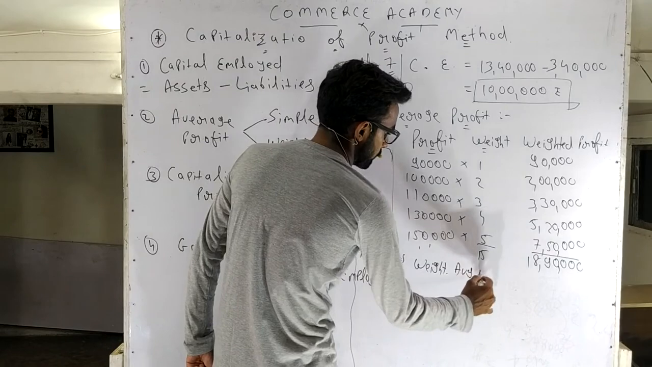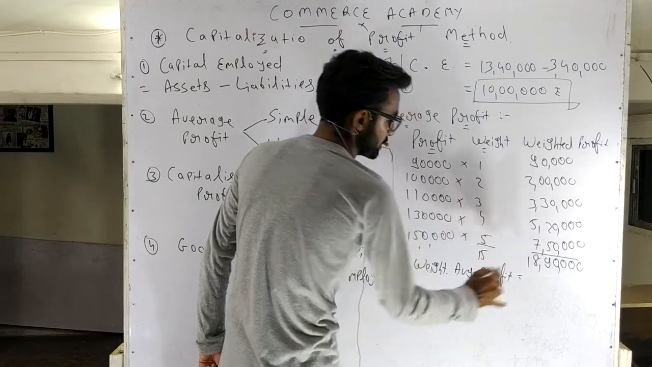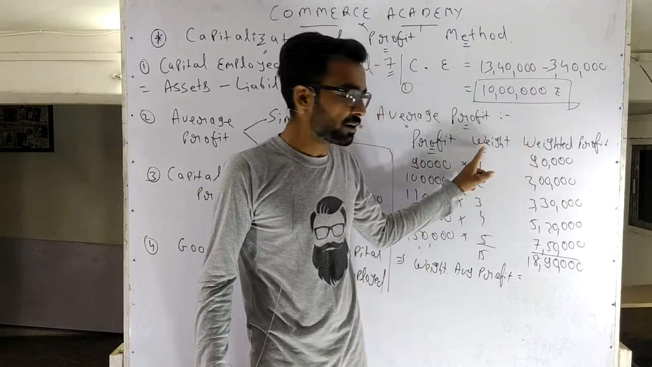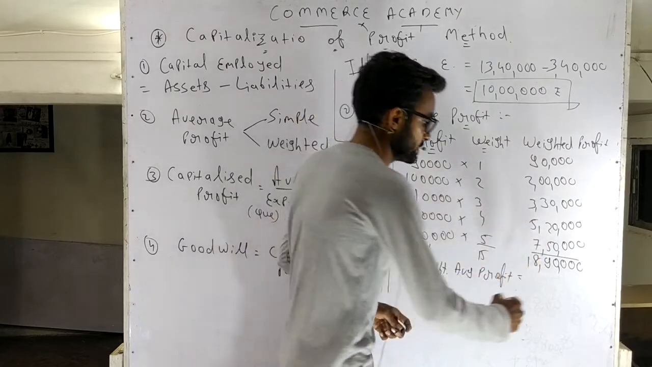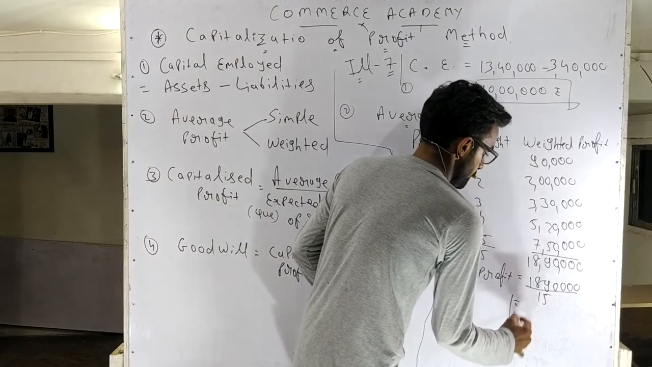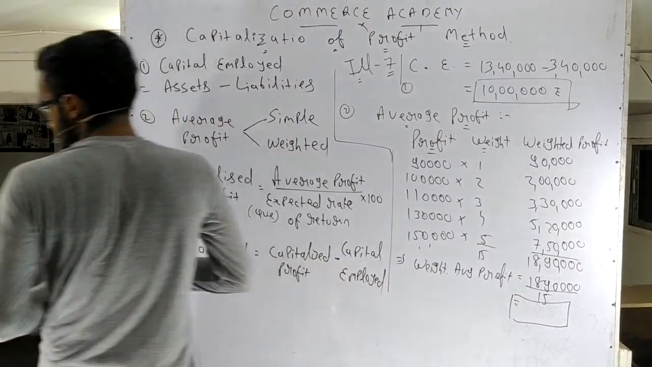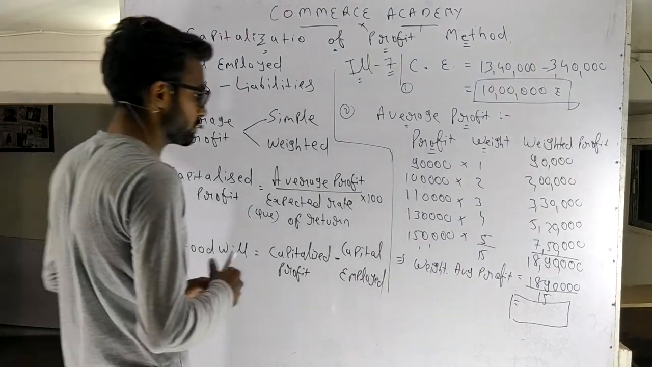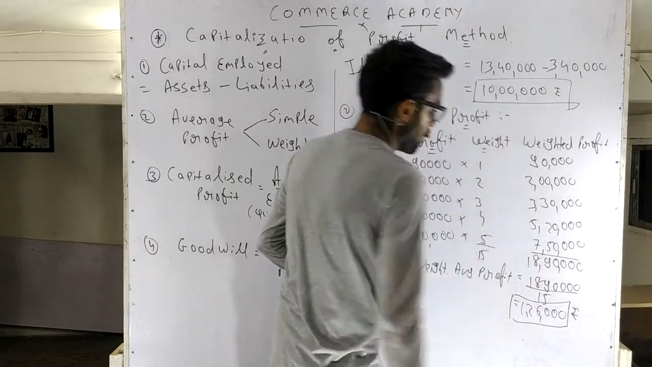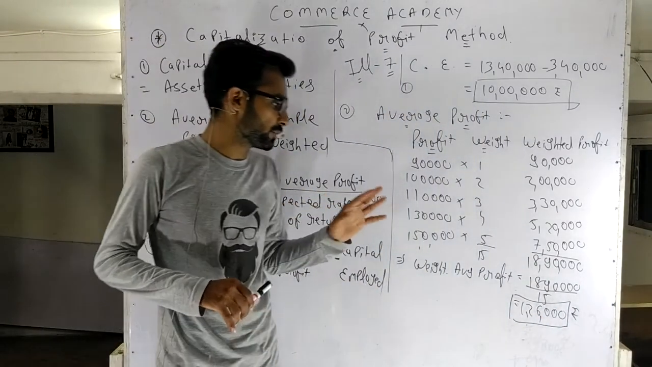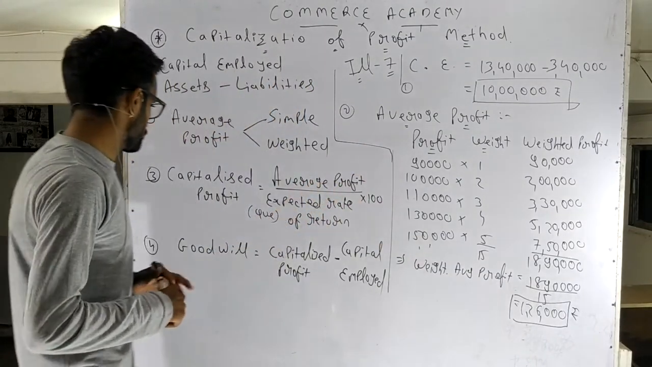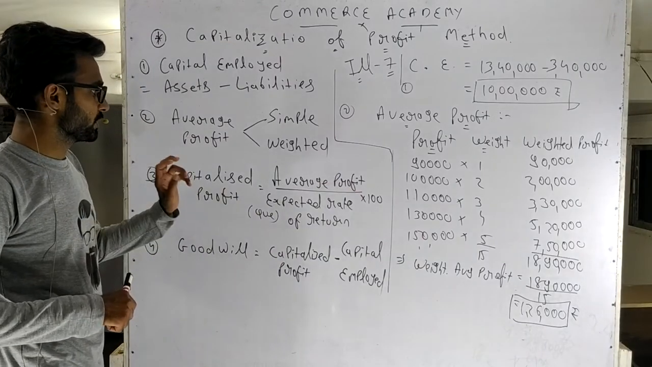Now, what is the formula for the weighted average profit? Total weighted profit divided by total weight. Total weighted profit is 18 lakh 90,000 divided by total weight, which is 15. So the weighted average profit is 1,26,000 rupees only.